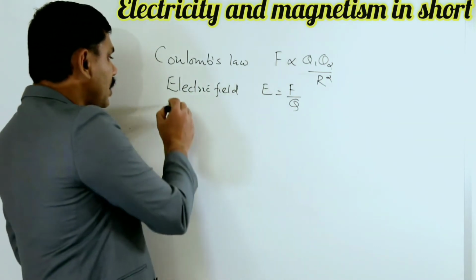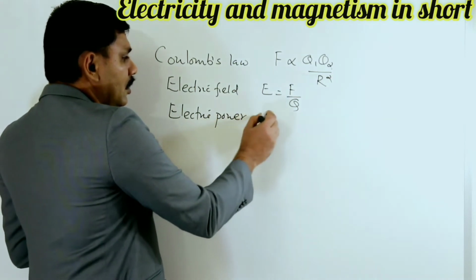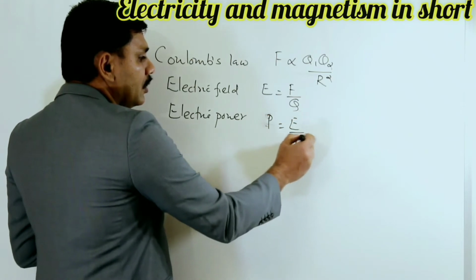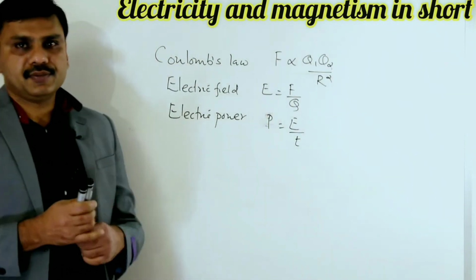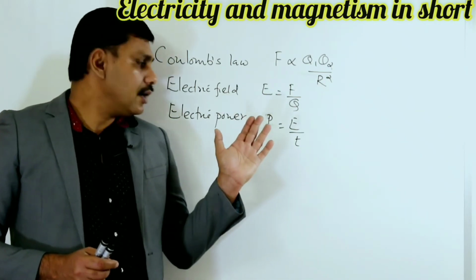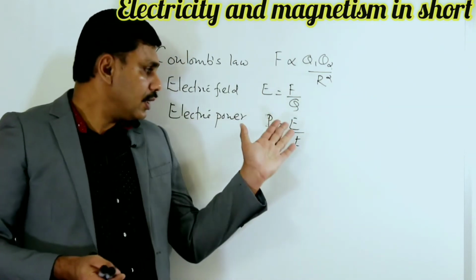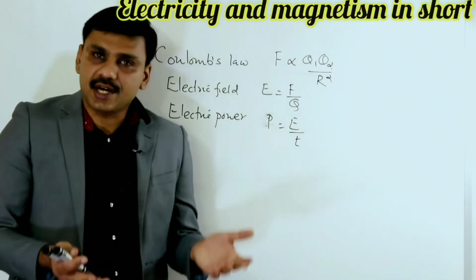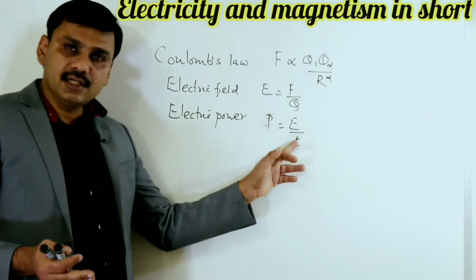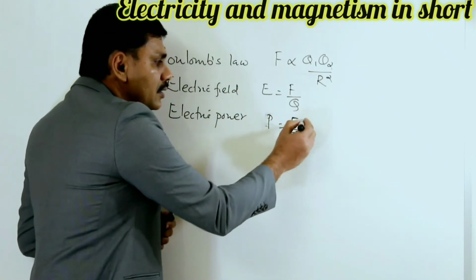Then what do you mean by electric power? Electric power P equal to energy by time. What do you mean by power? It is the rate at which work is done, or it is the electrical energy consumed in unit time. P equal to E divided by T. This is E, this is T.